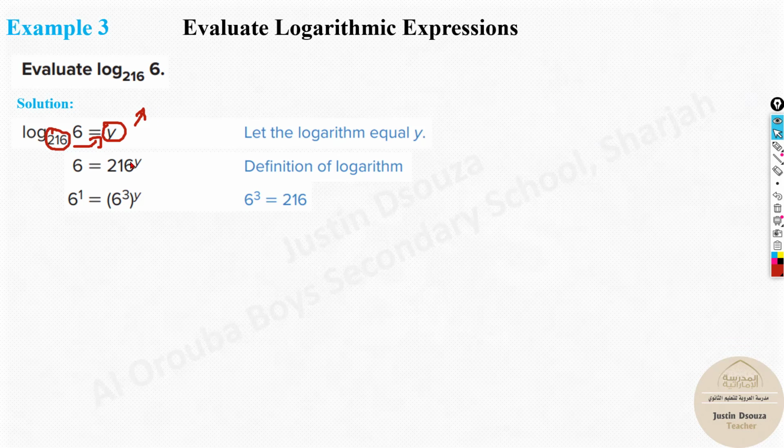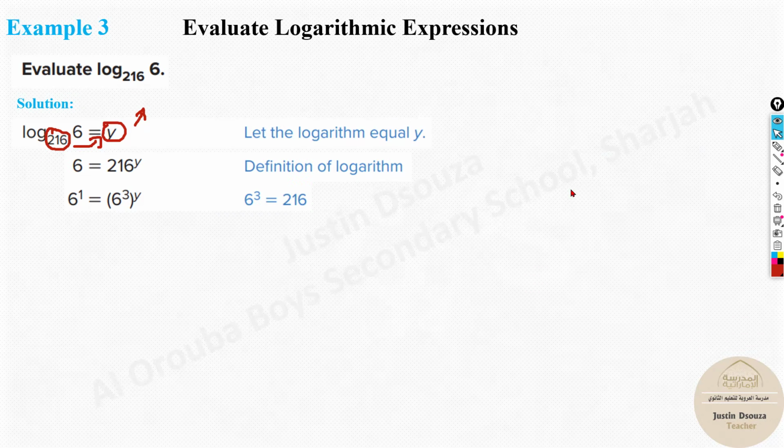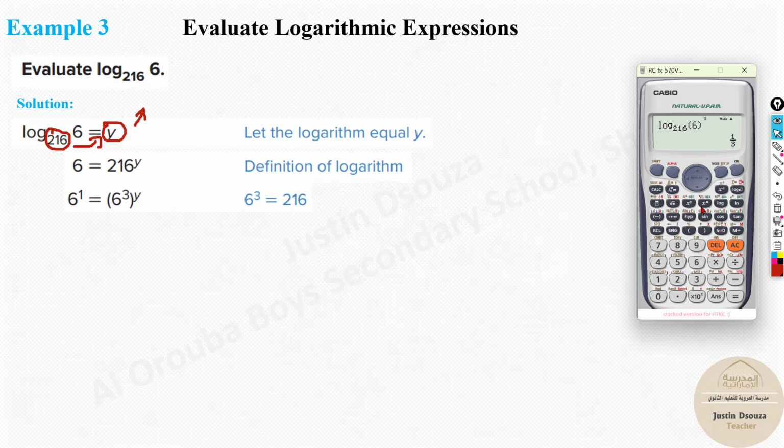How do you do that if you cannot guess? This is 6 to the power something. Now you know already there is 6. So one way is 6 to the power 1, 6 to the power 2, 6 to the power 3, and you will get the answer. Otherwise you can do one thing, 216, you can take the cube root.